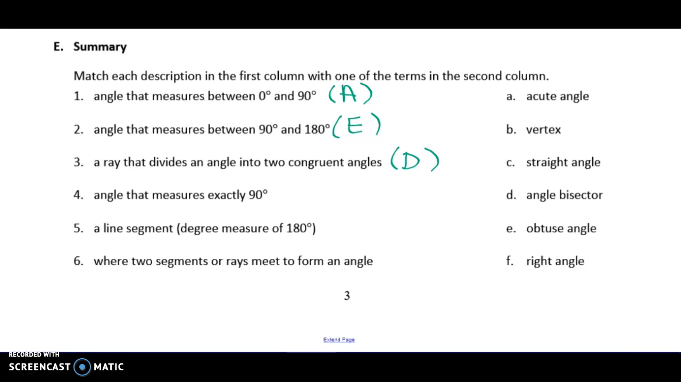Angle that's exactly 90. Right angle. Choice F. A line segment with a degree measure of 180 degrees. Our straight angle. Choice C. And where two segments or rays meet to form an angle, that's the vertex.